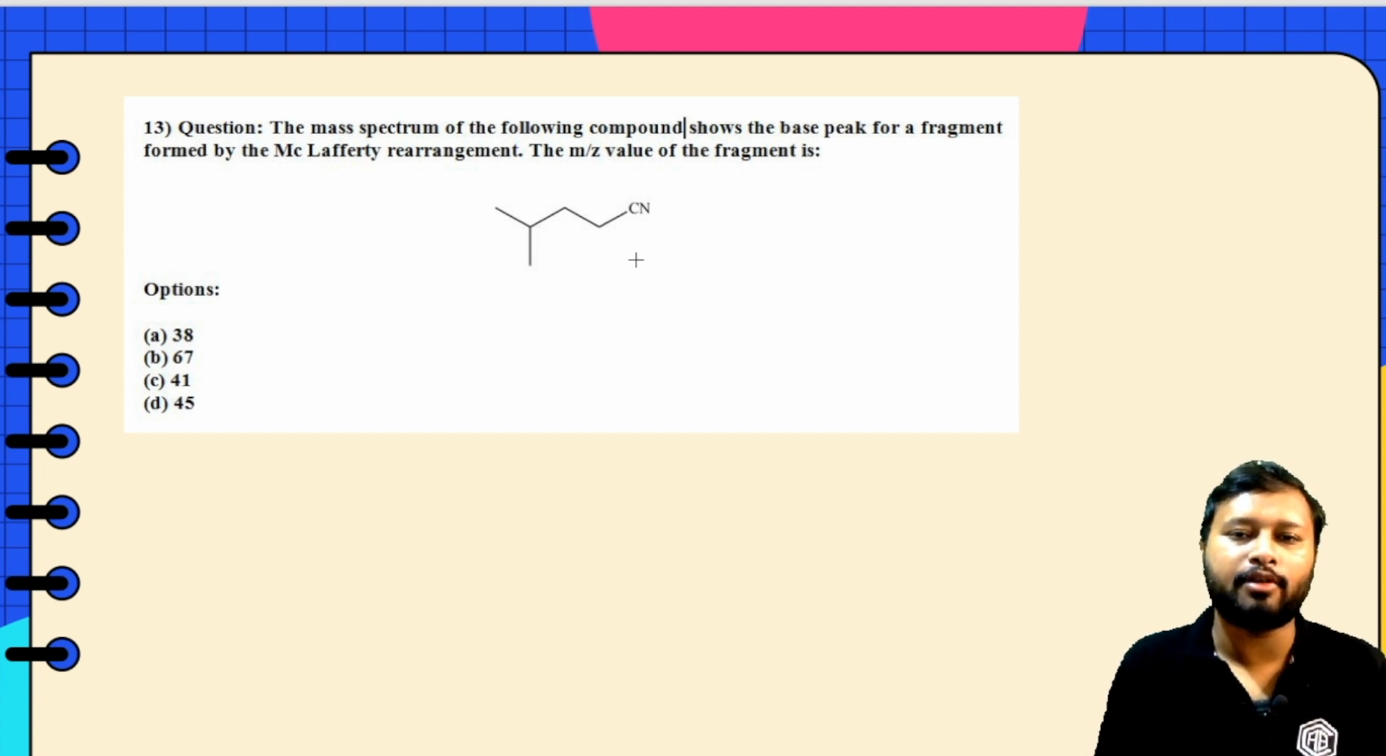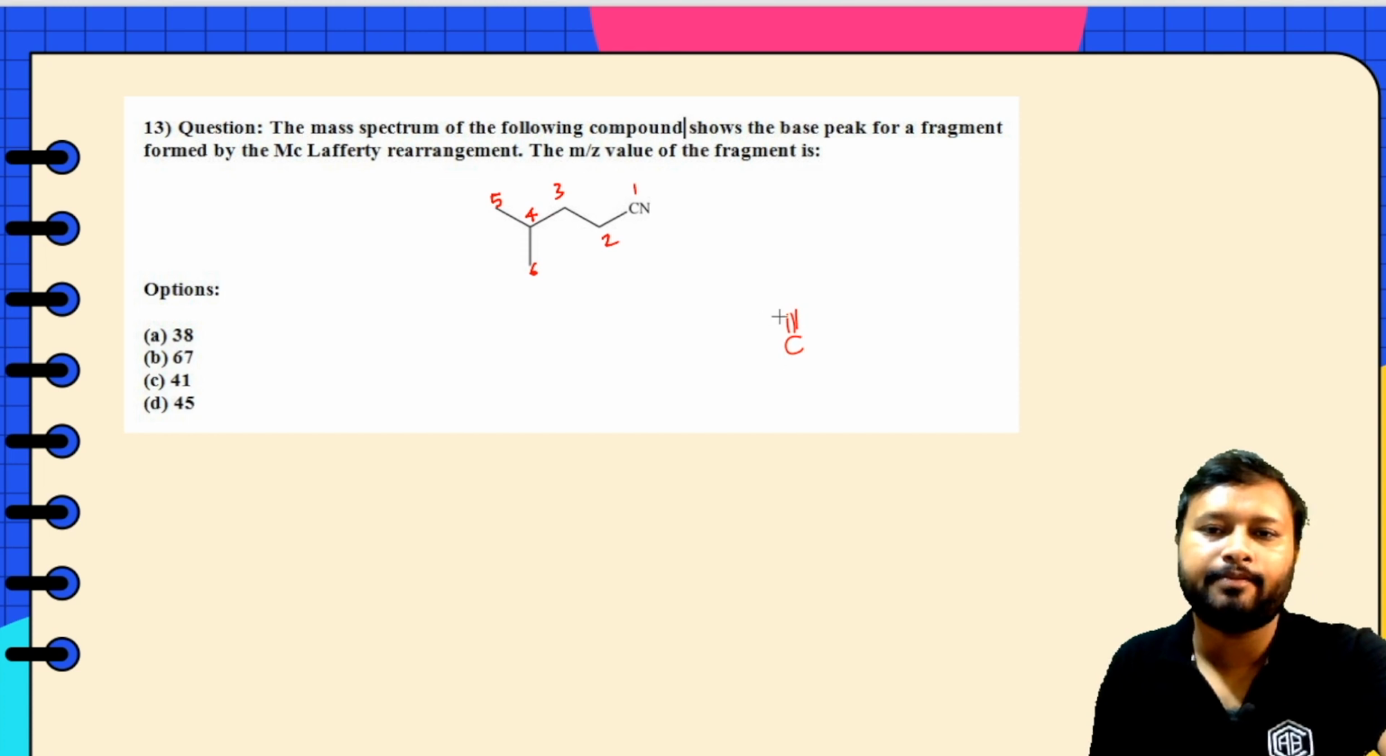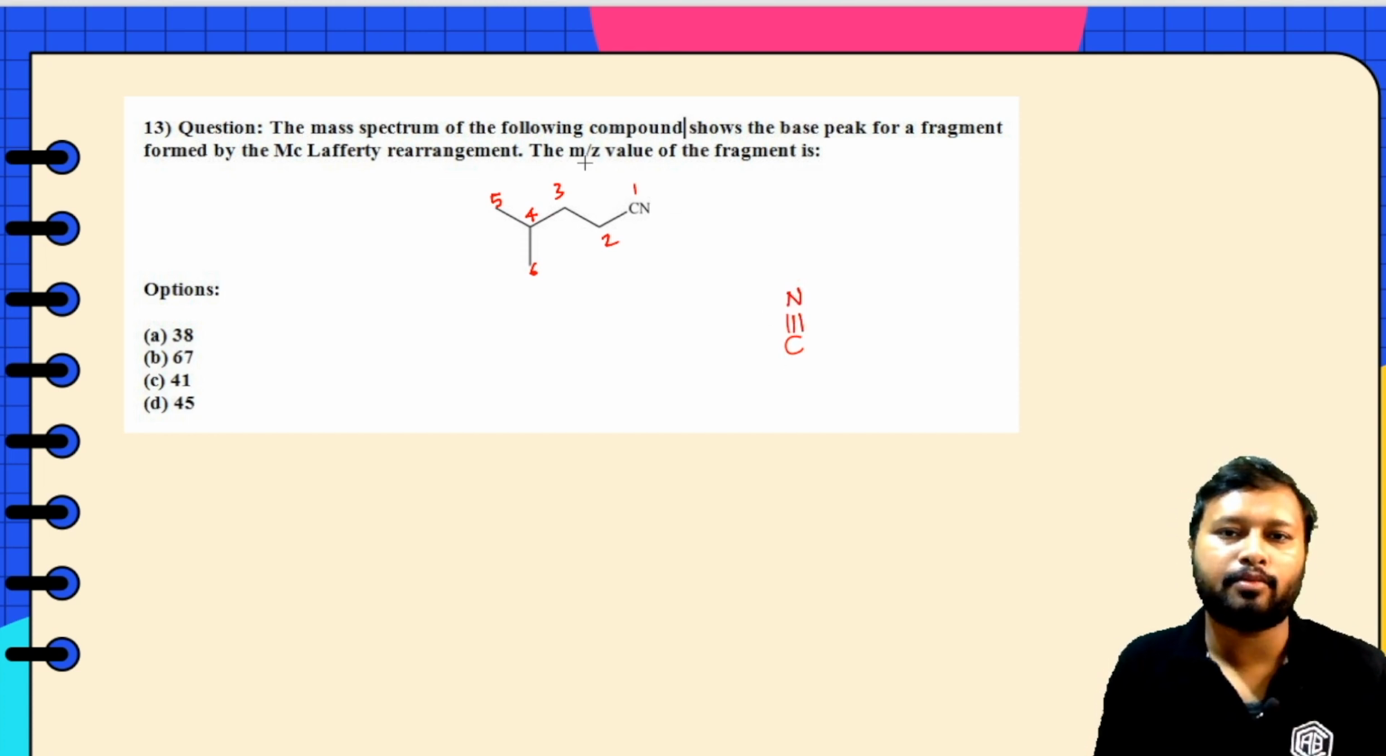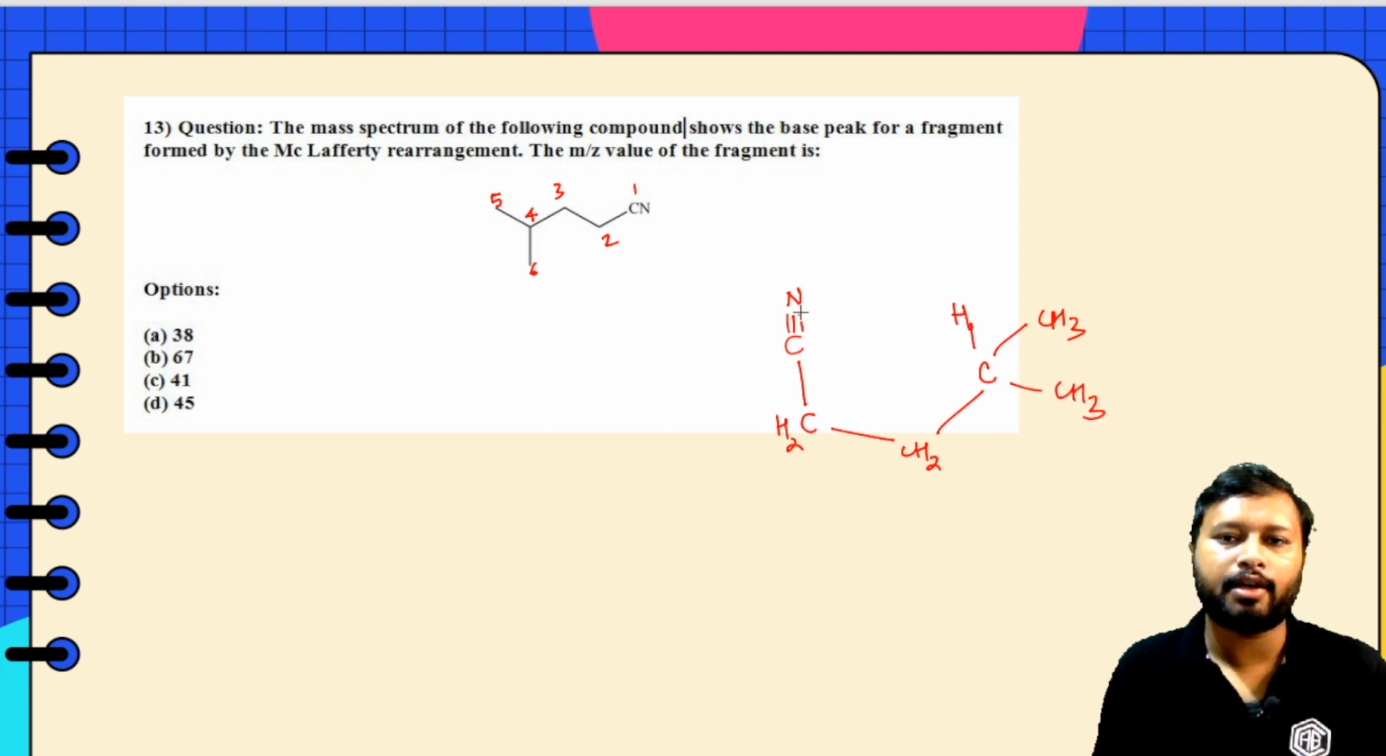So in this molecule, I have 1, 2, 3, 4, 5 and 6 carbons. So I can basically write it like this: C triple bond N, because this is what my CN group is, and then I have CH2, then CH2, then CH, and then CH3 and CH. So am I correct? 1, 2, 3, 4, 5 and 6. Yeah, I am fine now.